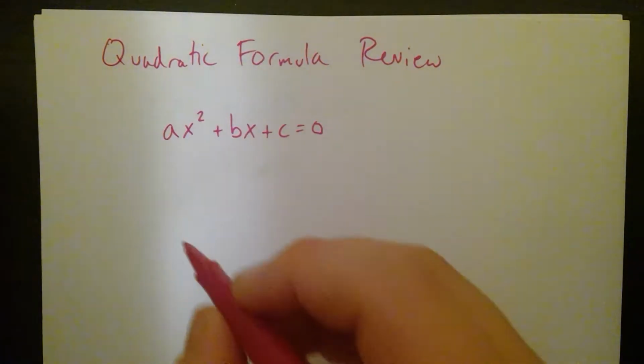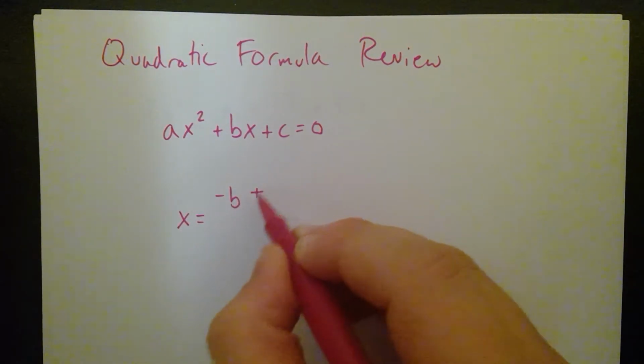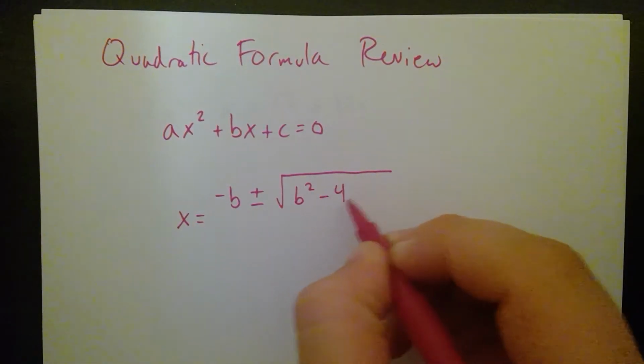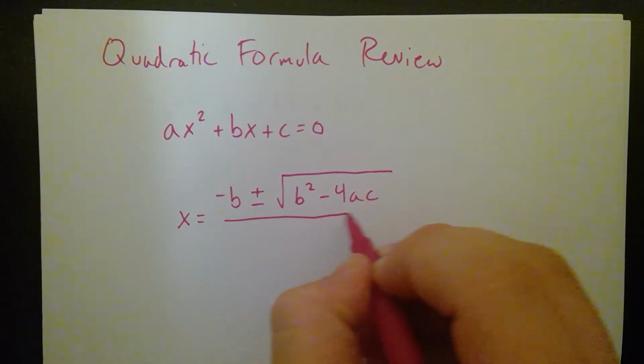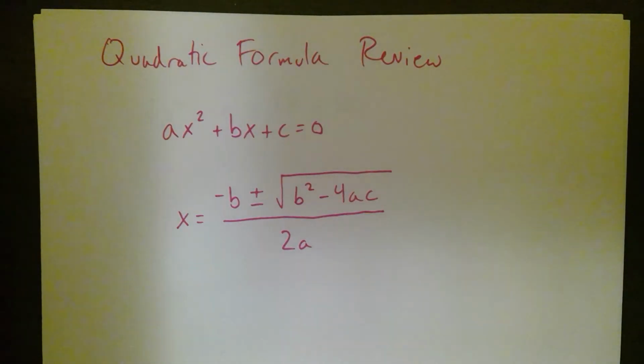Okay? If we remember, the quadratic formula is x equals negative b plus or minus square root b squared minus 4ac all over 2a. Okay? Now you don't have to have this memorized for the EOC. However, it will be helpful. They will give you this formula on the EOC, but if you haven't memorized it, it's one less thing to take some time to look at.